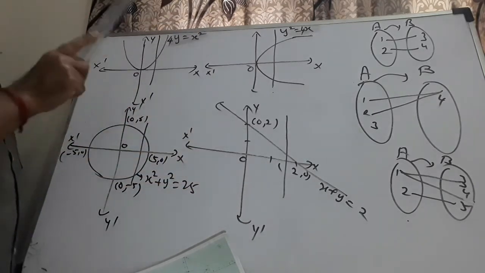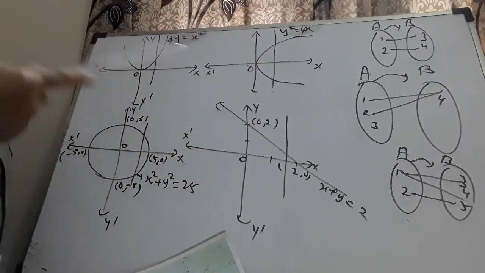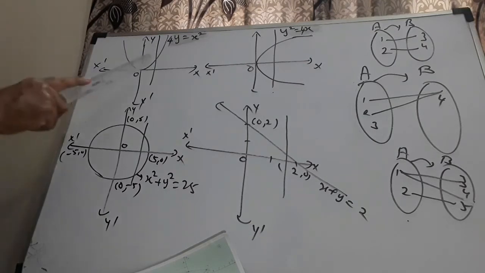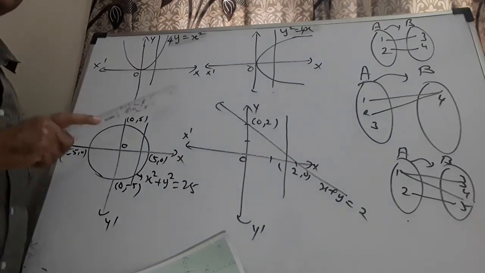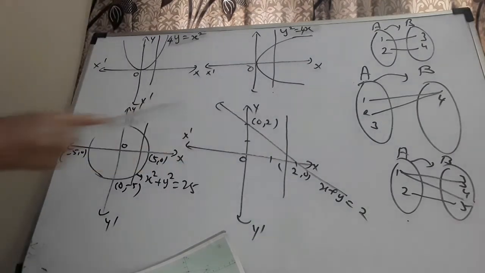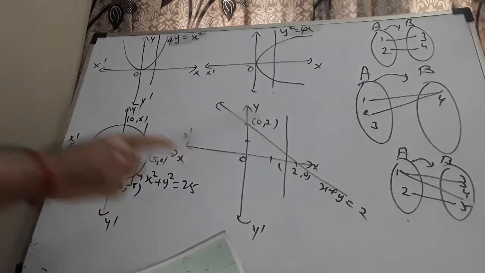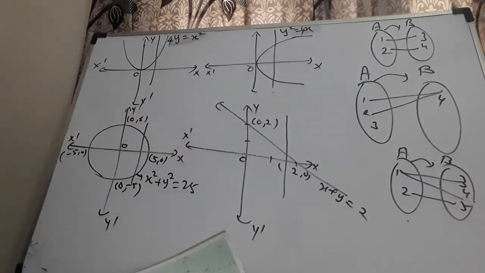Just by substituting a particular value for x, and finding the corresponding values for y, I'll be able to find out the various points anyway. This is known as the vertical line test. I told you, for each of these diagrams, for each of these curves, I'll draw a vertical line.